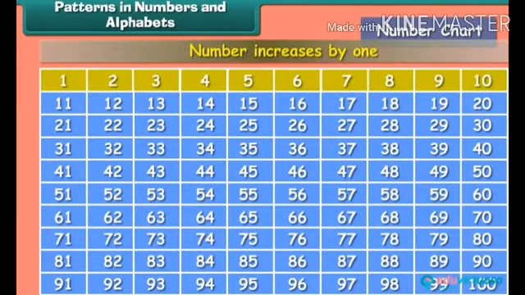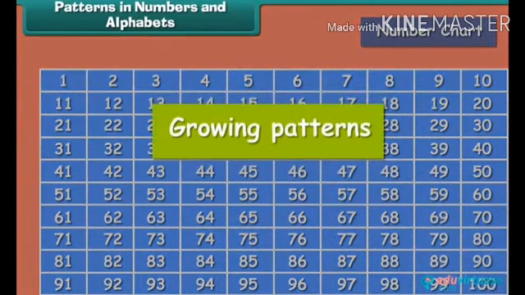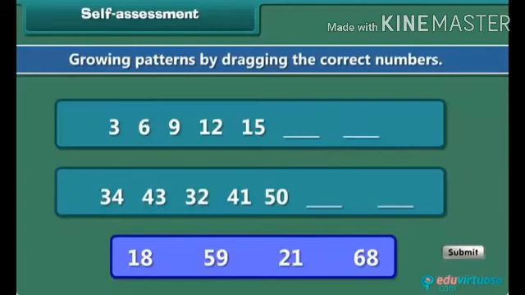Look at the number chart given here. They follow some rule. In rows, the number increases by 1. In each column, the number increases by 10. And diagonally, the number increases by 11. They are called growing patterns. Look for the rules and continue these growing patterns by dragging the correct numbers.